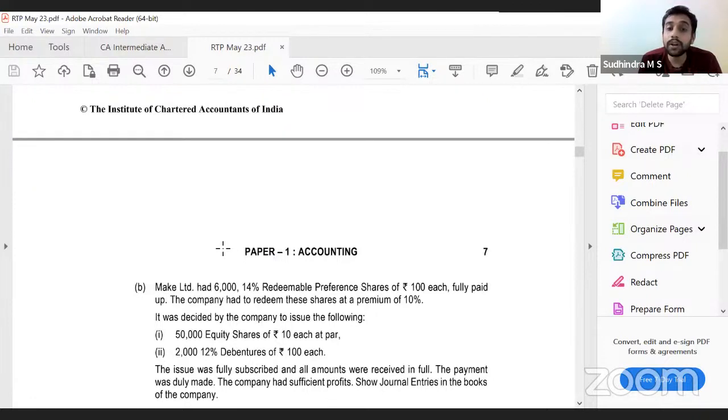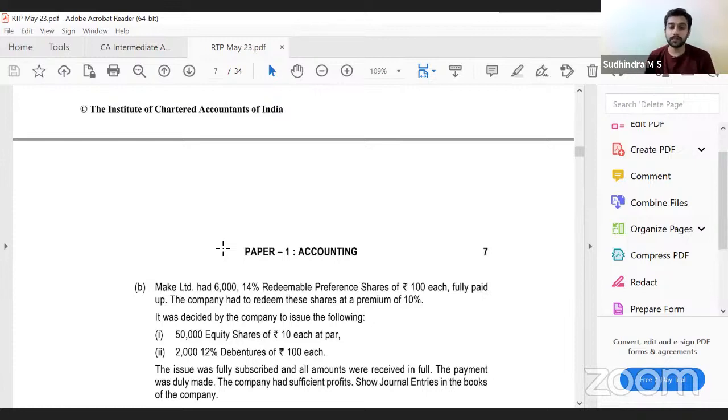Next question. Make Limited had 6,000 14% redeemable preference shares of rupees 100 each, fully paid up. The company had to redeem these shares at a premium of 10%. It was decided by the company to issue the following: 50,000 equity shares of rupees 10 each at par, and 2,000 12% debentures of rupees 100 each. The issue was fully subscribed and all amounts were received in full. Payments were duly made. The company had sufficient profits. Show journal entries in the books of the company.